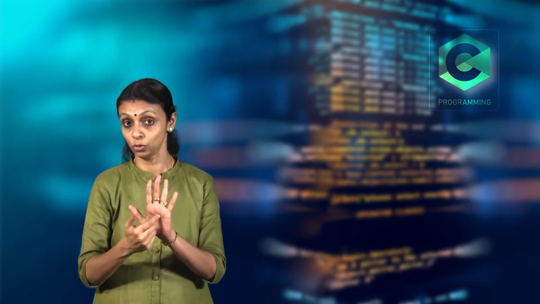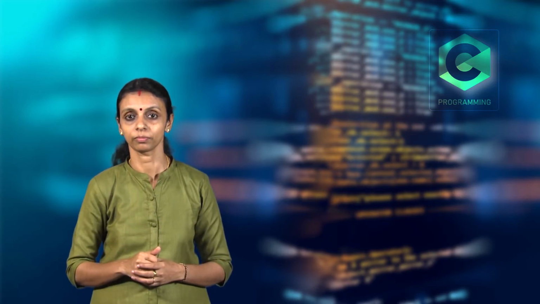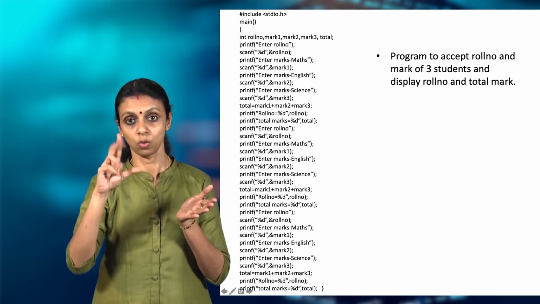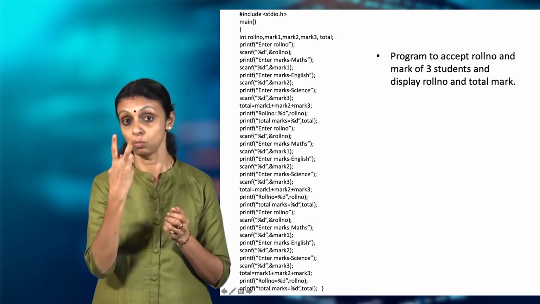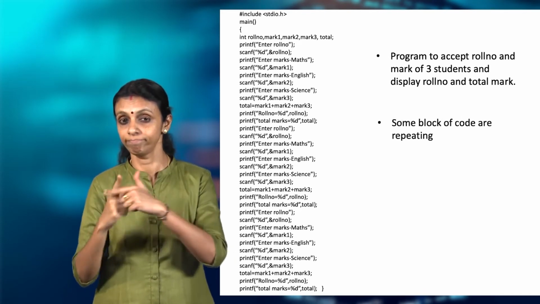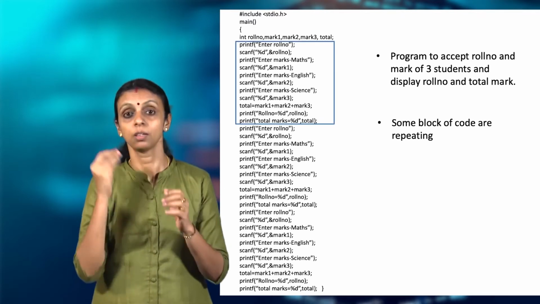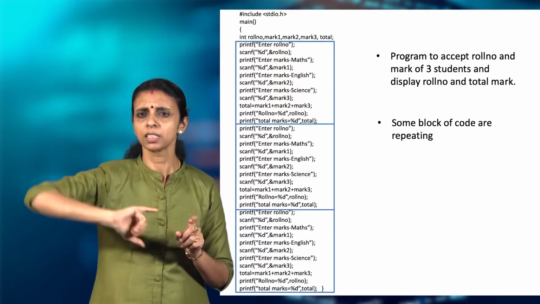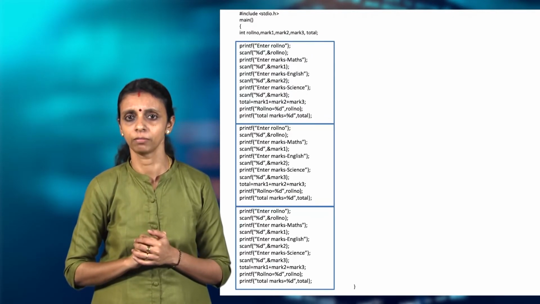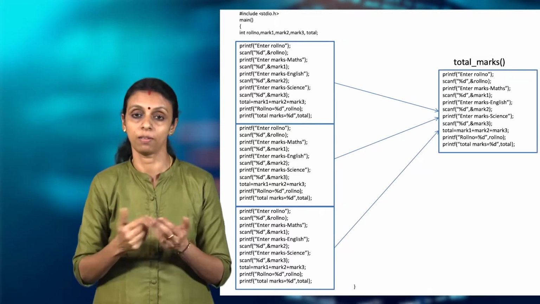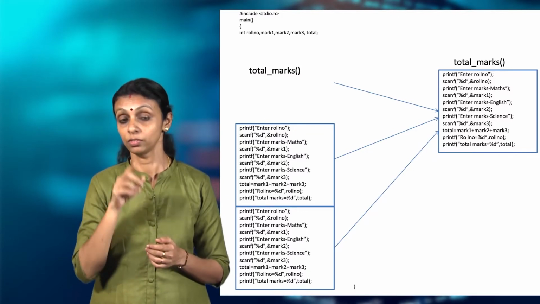Consider this program. In this program, we are accepting roll number and marks of 3 students and displaying the total marks. We are repeating the same code 3 times. We can write this repeating part as a function. That is, we can use a function here.